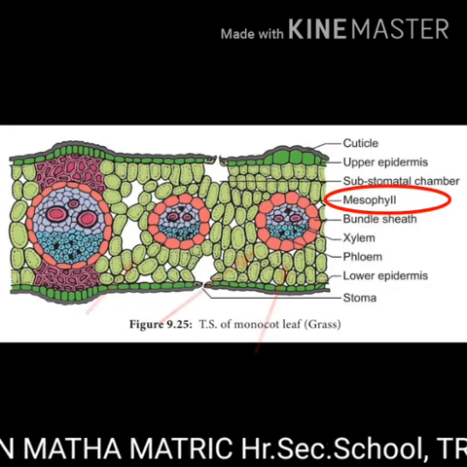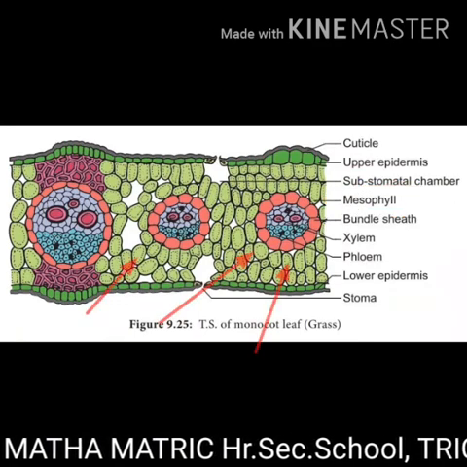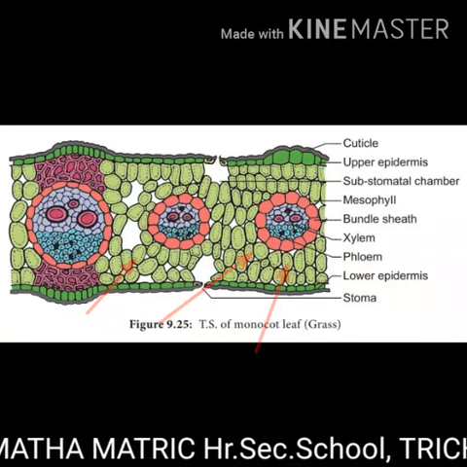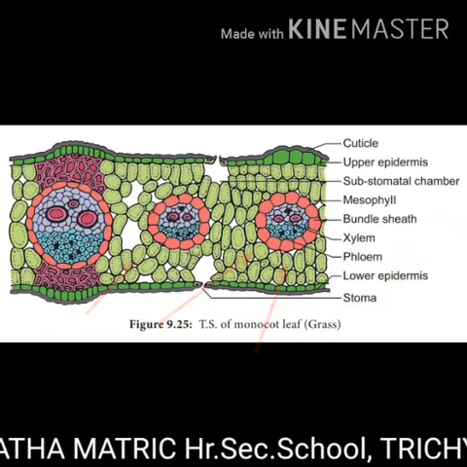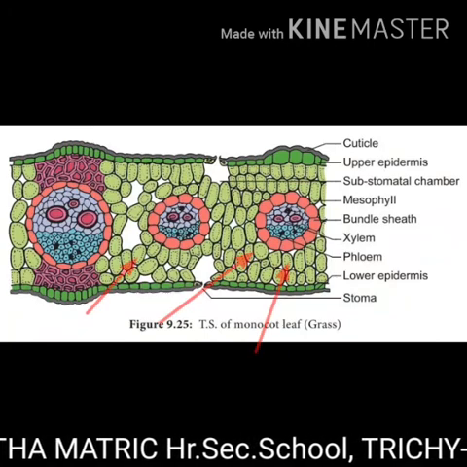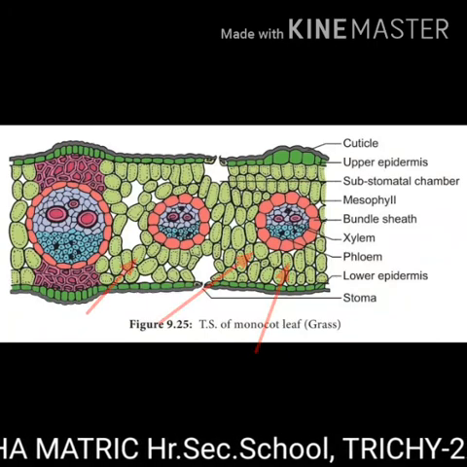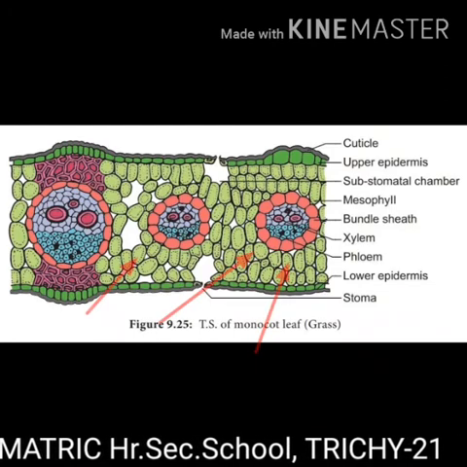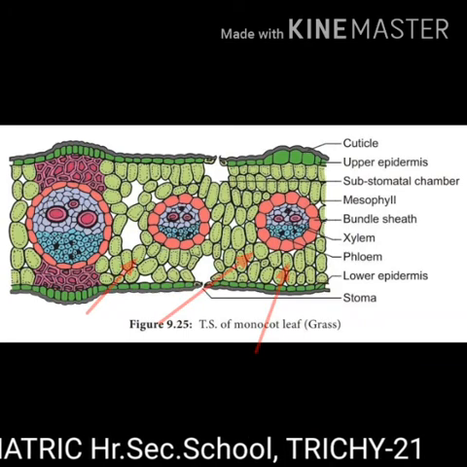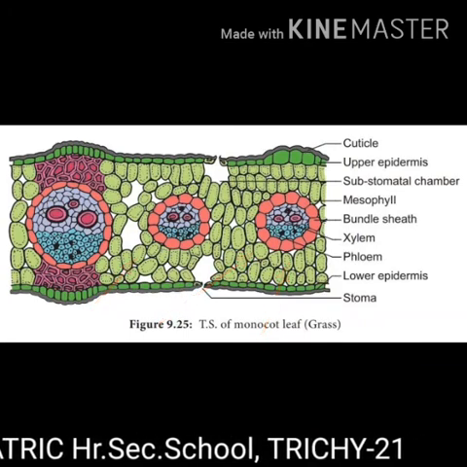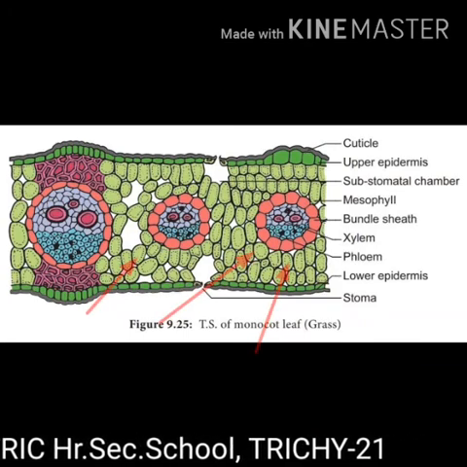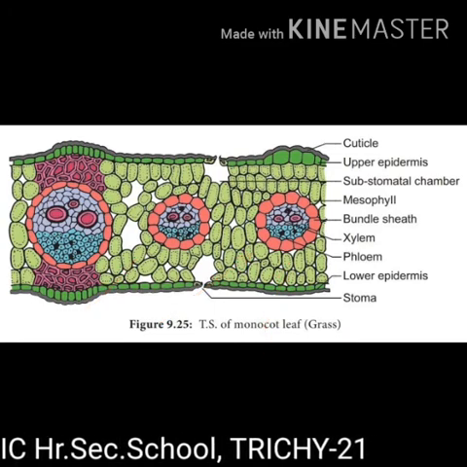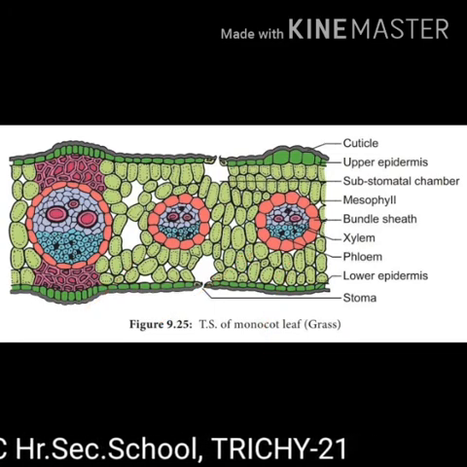Mesophyll. It is the ground tissue that is present between both epidermal layers. Mesophyll is not differentiated into palisade and spongy parenchyma. The cells are irregularly arranged with intercellular space. These cells contain chloroplast.